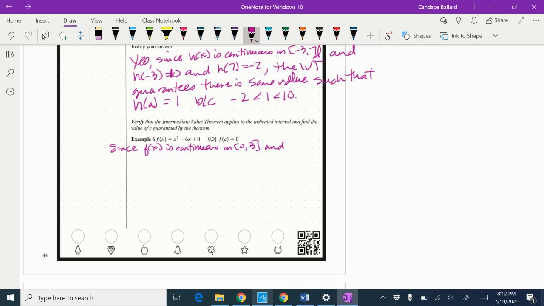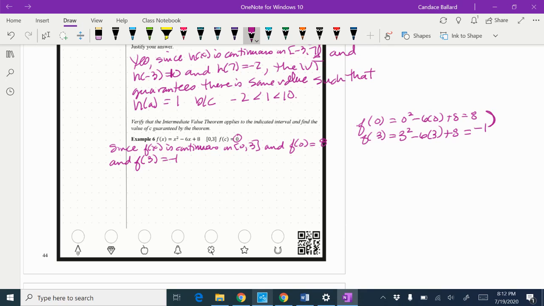let's go ahead and do this calculation. I'm going to do my calculation off to the side. F of 0 equals 0 squared minus 6 times 0 plus 8, which equals 8. And then f of 3, so I'm plugging my x values in, 3 squared minus 6 times 3 plus 8. And when I add all of that up, I get -1. And just double checking visually, is the value that they want, 0, in between those? Absolutely. So f of 0 equals 8, and f of 3 equals -1.